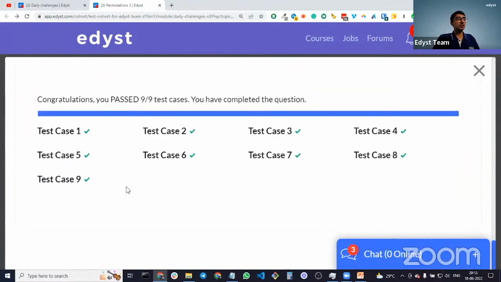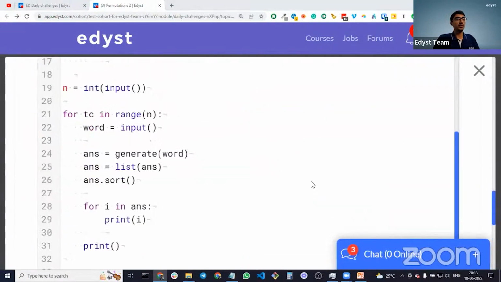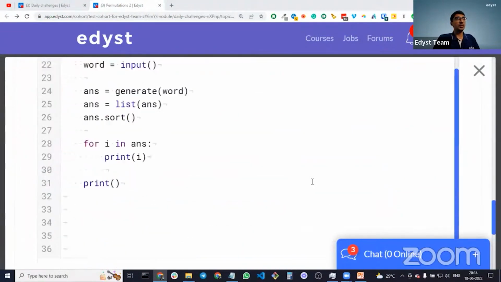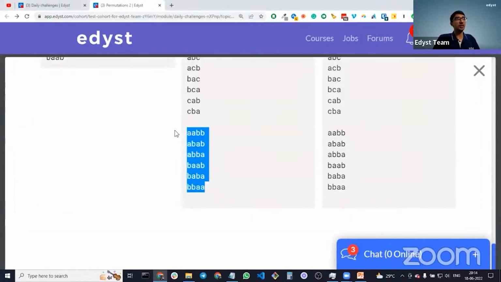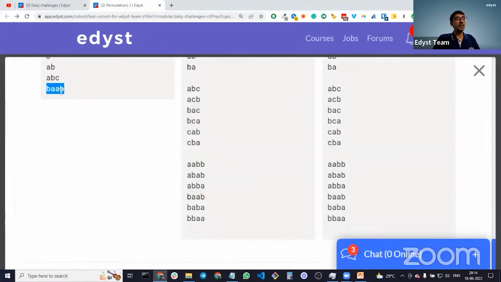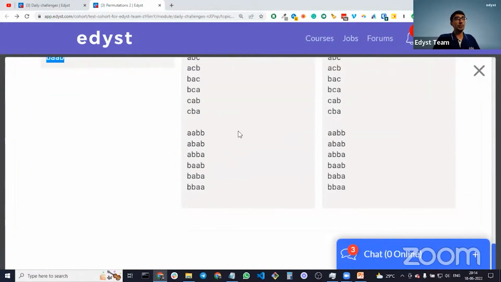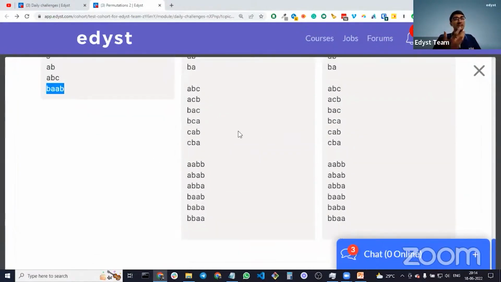What's the last test case? It's all working, right? There is no issue in the test cases. BAAB. No, that's exactly for that reason only we did that. For BAAB, for the permutations, we use sets. We use sets for BAAB only, so that we end up not storing extra permutations or redundant permutations.